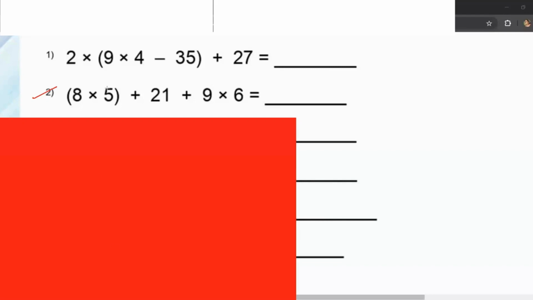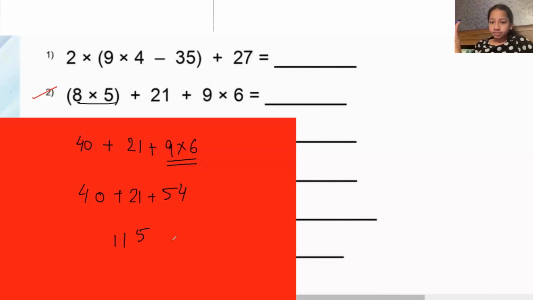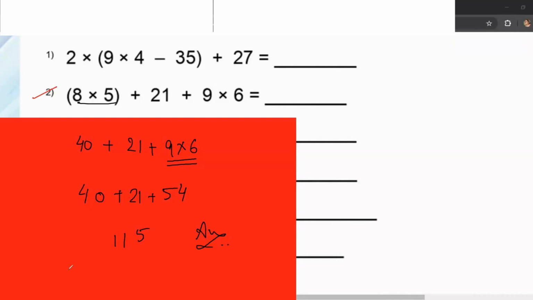Question number 2, clearly you can see parenthesis there. So that has to be solved first. 8 times 5 is 40. 40 plus 21 plus 9 times 6. Again, this is the important one according to order of operations. So this you will solve first. So this will be 40 plus 21 plus 54. Right or not? And now when you're adding all these, you will get 115 as your answer.